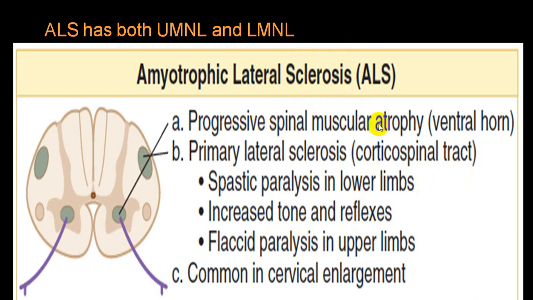In progressive spinal muscular atrophy, it will be mainly anterior horn cell involvement, while in primary lateral sclerosis, it will be mainly corticospinal tract involvement, and it is more common in the cervical segment. Hence, you will have to differentiate amyotrophic lateral sclerosis after a minimum period of 4 years. If you get upper motor neuron and lower motor neuron findings together, because you can have progressive spinal muscular atrophy, and in a late stage you will get primary lateral sclerosis findings together, then you will label that as amyotrophic lateral sclerosis.